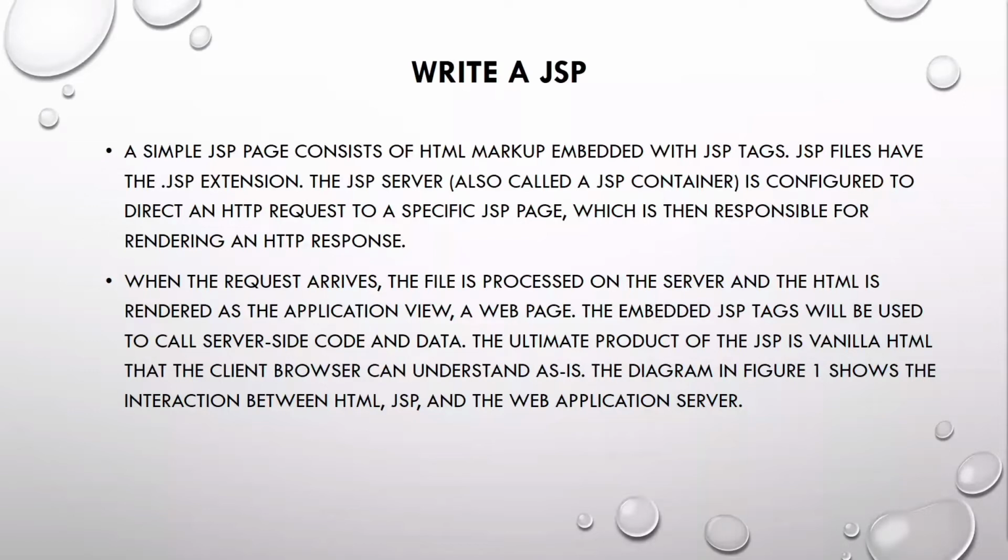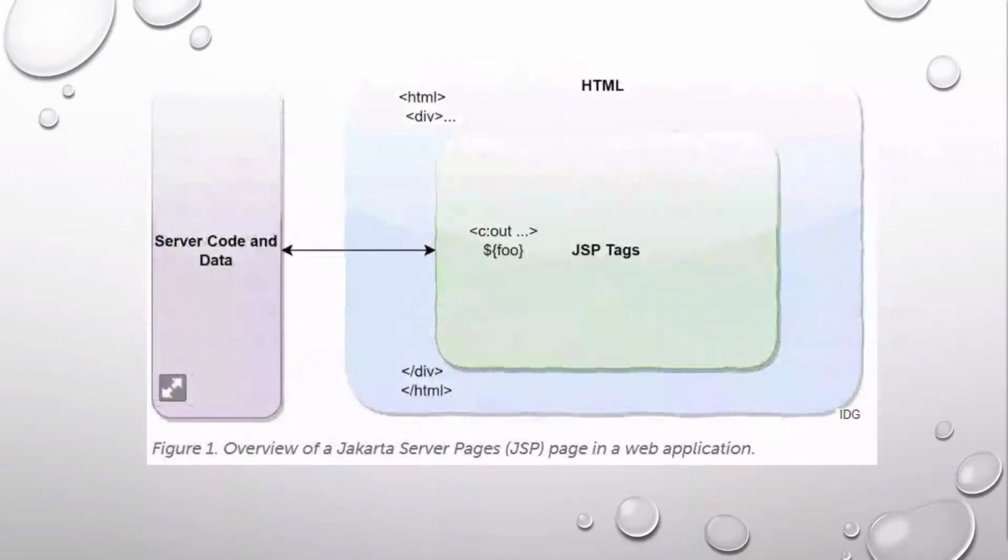The embedded JSP tags will be used to call server-side code and data. The ultimate product of the JSP is HTML that the client browser can understand as is. The diagram in figure 1 shows the interaction between HTML, JSP and the web application server. So here is the diagram. Overview of a Jakarta server page in a web application.